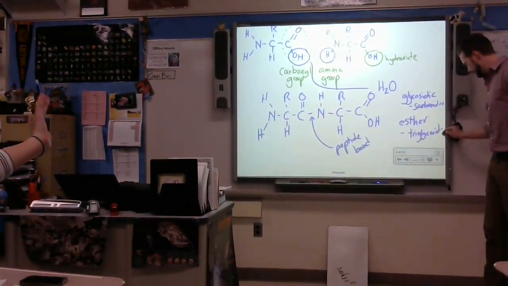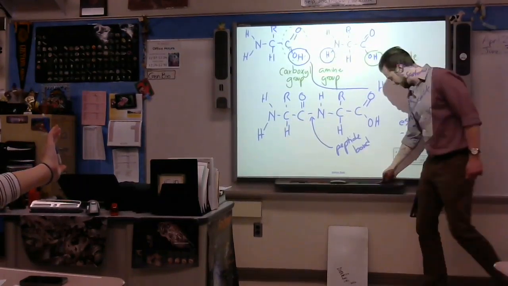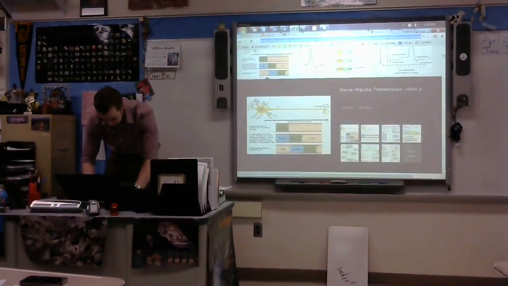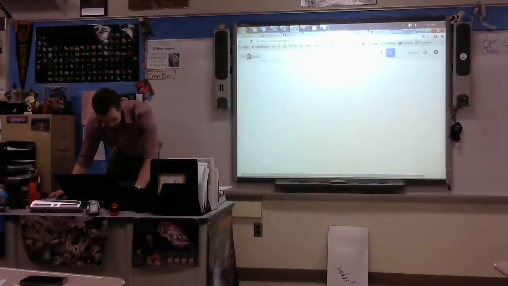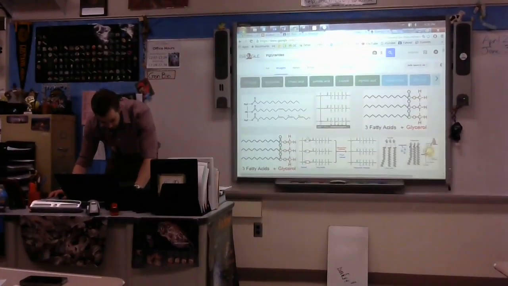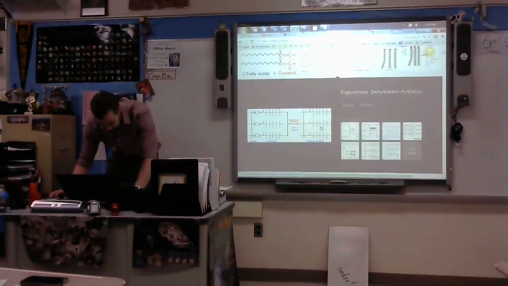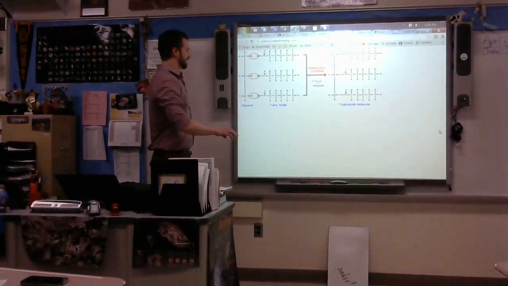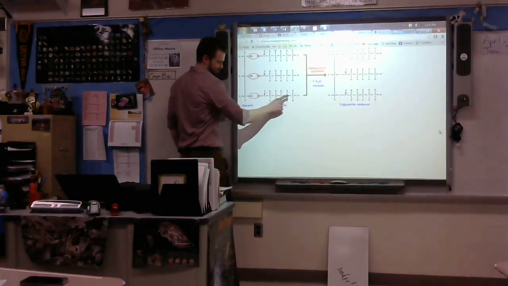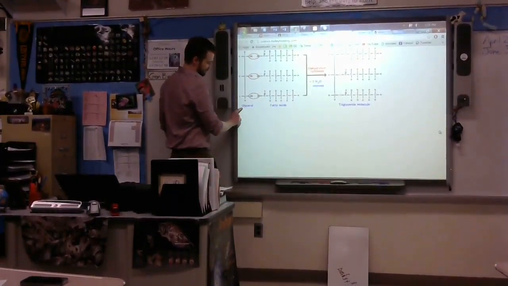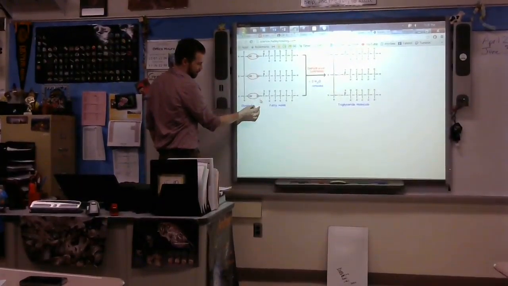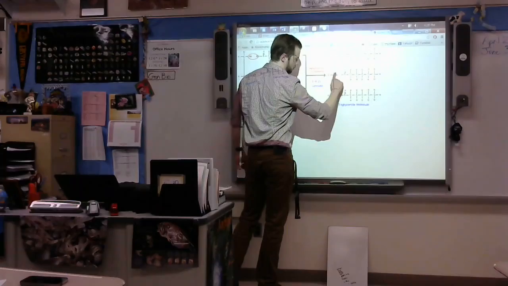triglyceride. And just so you guys see what the triglyceride is all about, this one does pop up every so often. This is a fatty acid, long chain of carbons. This is a glycerol, 3 carbons with OHs. Again, you take out a water molecule and you just join them into a triglyceride.